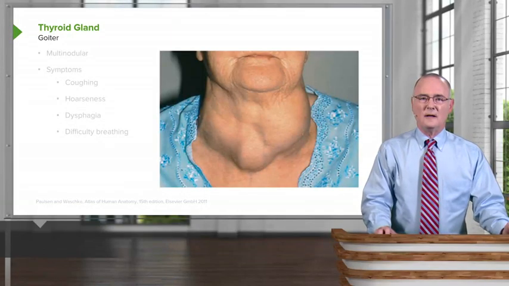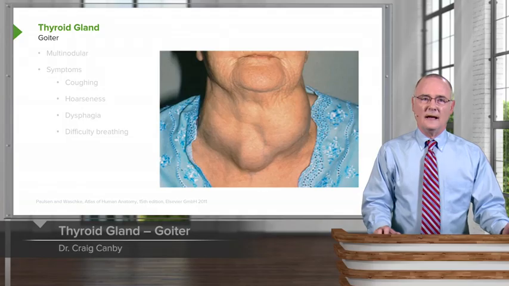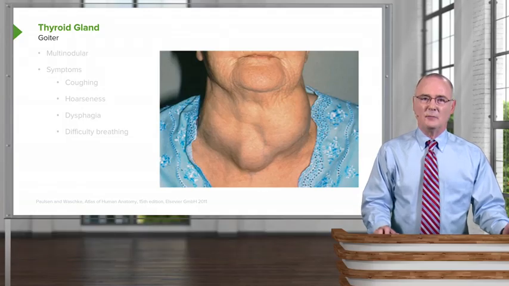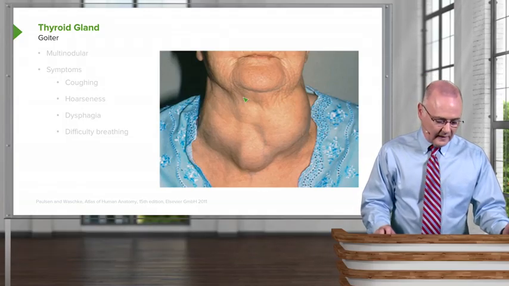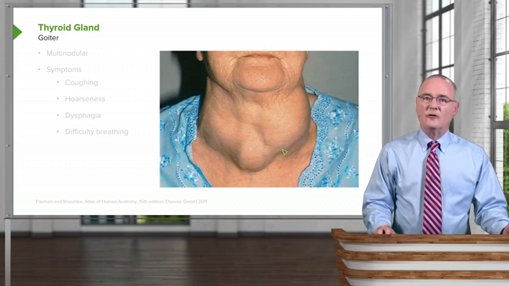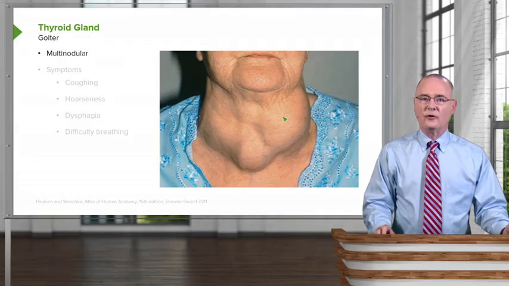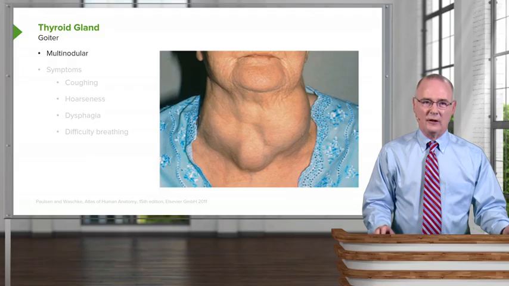Here is an important clinical correlation. Here we're looking at goiter, and this particular individual has a very enlarged thyroid gland, a very large mass that's very visible. In this particular individual, there are multiple enlarged nodules. So this particular form of goiter is multinodular.